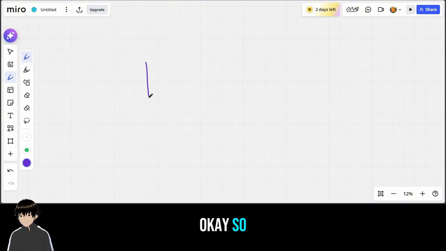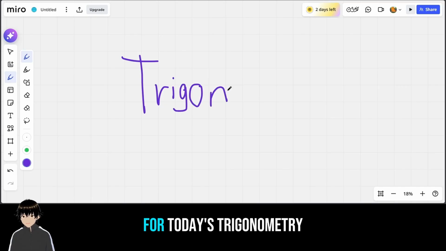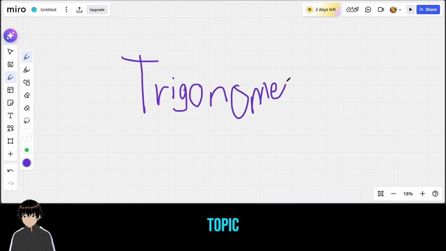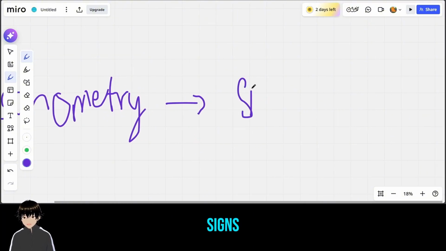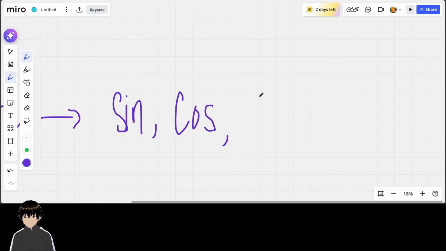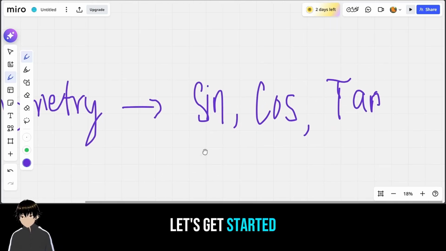Okay, so for today's trigonometry topic, we're going to be talking about sines, cosines, and tangents. So let's get started.